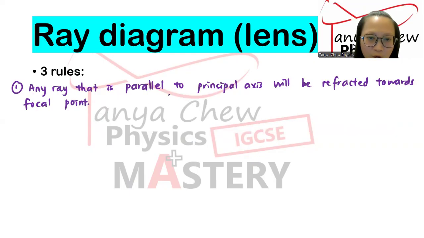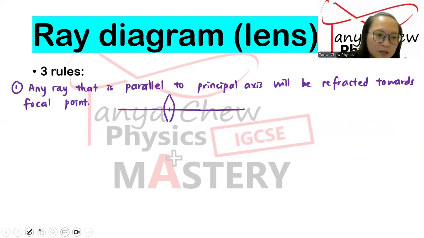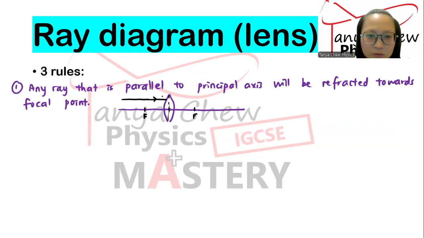So this is your lens, for example. This is what we call the principal focus. The axis cuts through the center of the lens. Since the lens has two curvatures, there are two focal points. Any ray that is parallel to the principal axis, the horizontal line through the center of the lens, will be refracted through the principal focus. And whenever you draw a ray diagram, put arrows.